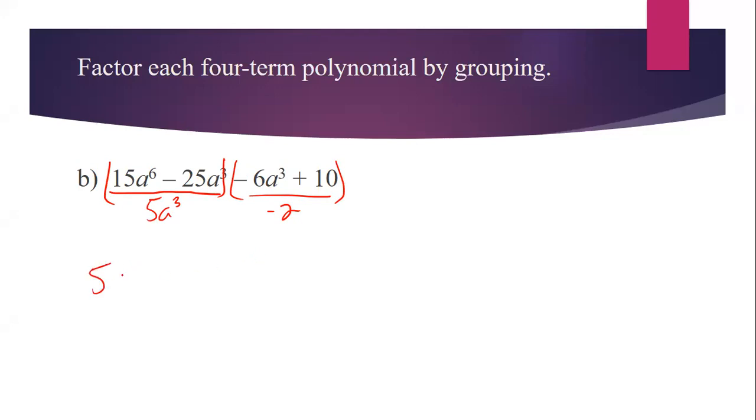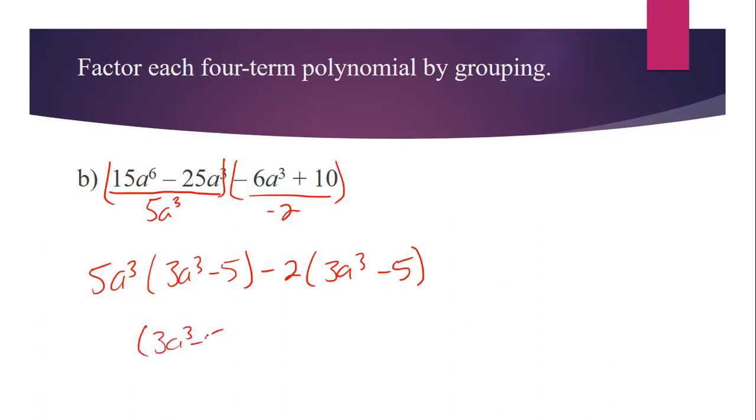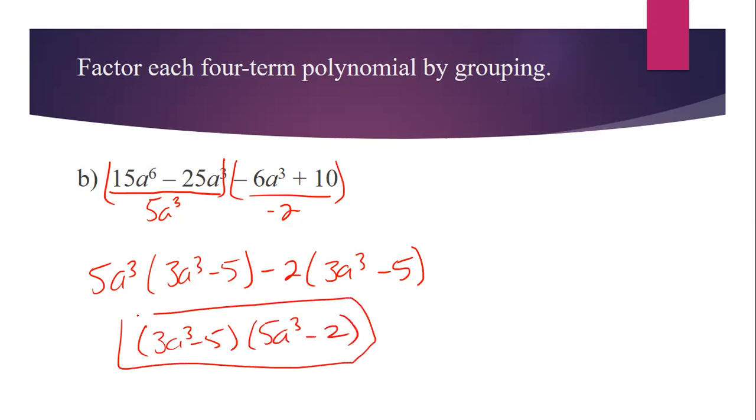So we factor out 5a cubed, and we're left with 3a cubed minus what? 5. We factor out negative 2, and we're left with 3a to the third power plus 5. It's a negative, so a positive divided by a negative is a negative, so it should be negative 5. What is your common factor now? 3a to the third minus 5. And so we're left with 5a cubed minus 2. How do we feel?